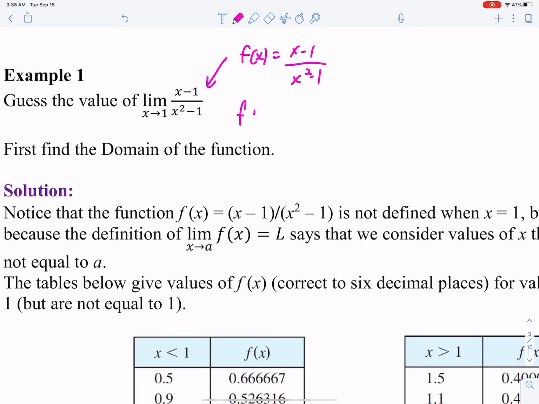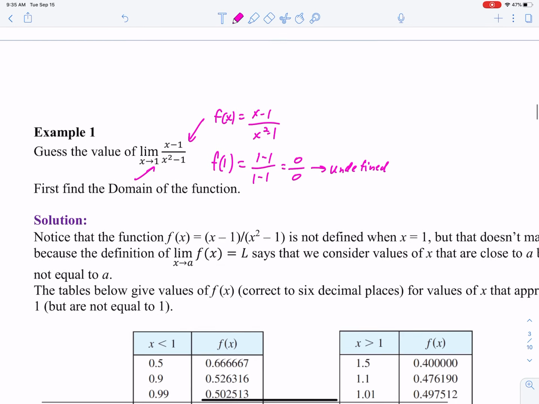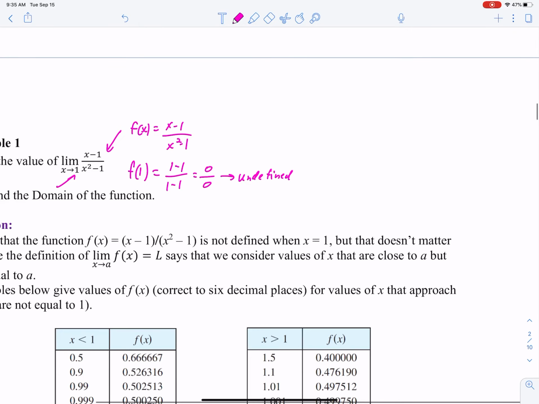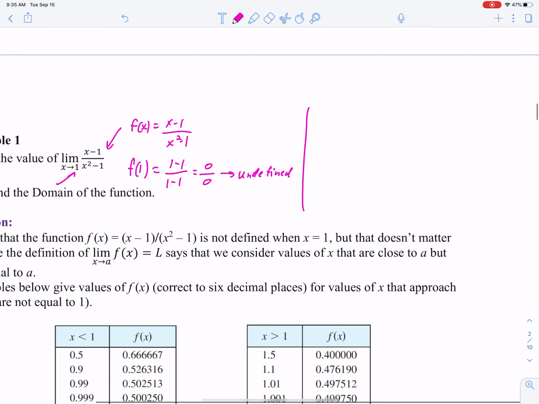Well, let's see, what is f of 1 equal to? What happens if we plug a 1 in, right? Because we're approaching 1. Well, let's see what happens if we approach 1. We'd get 1 minus 1 over 1 minus 1, which is 0 over 0, which, be careful, that is undefined, right? In other words, there's no y value for an x input of 1 in this case. But what do we know? We can actually remember back, and we did cover examples like this in the previous chapter, right?